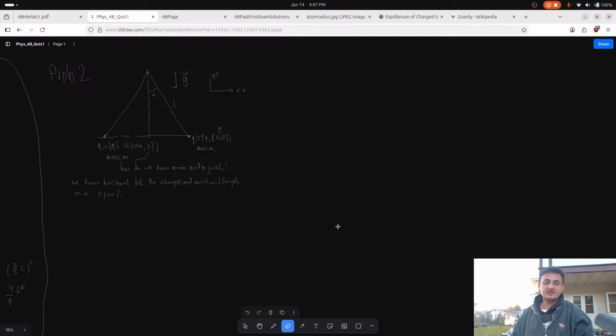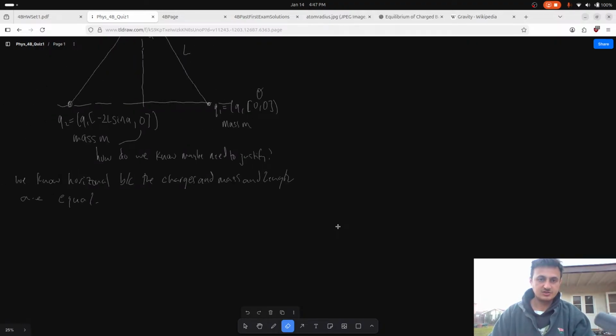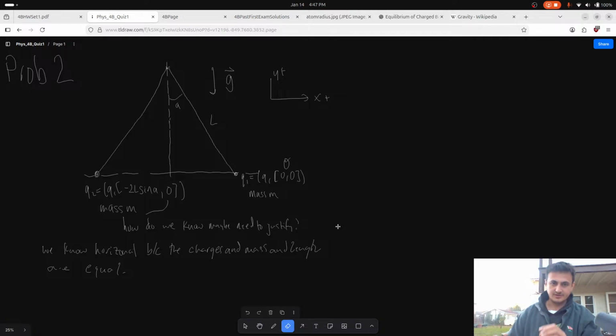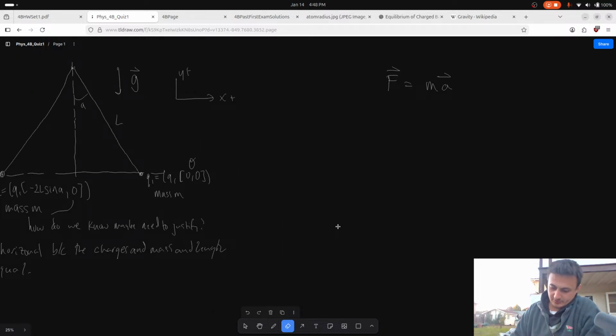All right, so just because the charges and the mass are equal, we're good. So now it's pretty obvious to me that this is an F equals MA problem, so I'm just going to write F equals MA. Now we're going to take the system equal to Q1.